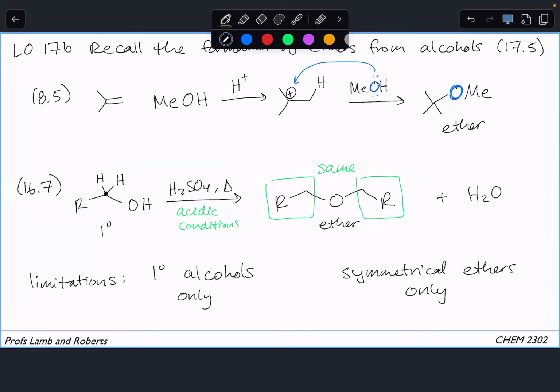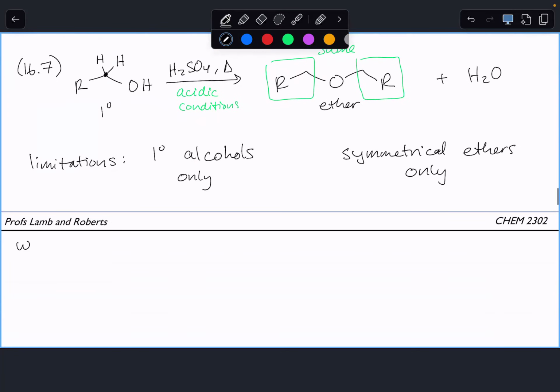So I want to talk about that one a little bit more. Why is it only symmetrical ethers? Because that makes it really important to differentiate when you might use this reaction versus the one we're going to learn next week. Okay, so why? So let's do a thought experiment. If I were to, instead of just putting in 1 alcohol, I put in 2. So if I put in ethanol, it has 2 carbons here, and then I put in propanol, 1, 2, 3 carbons, could I do this reaction?